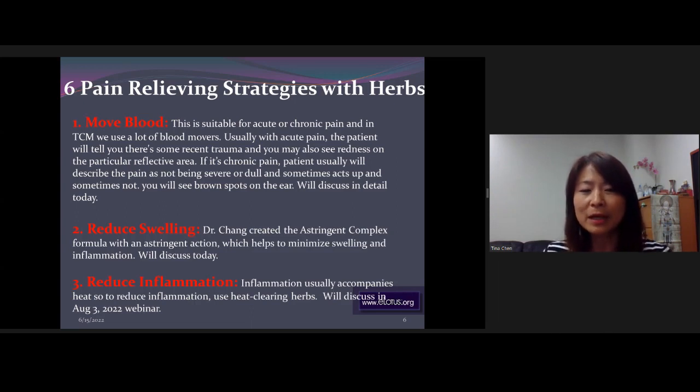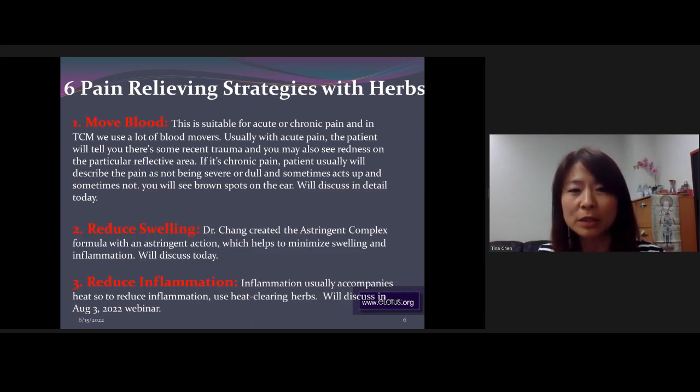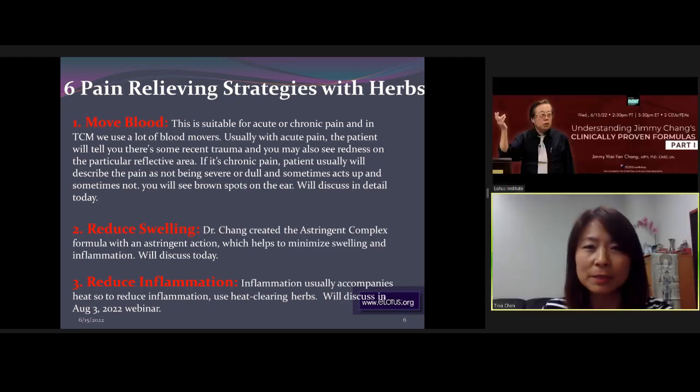And depending on what the patient presents and the pulses and the ear findings, he will combine these different strategies, sometimes just one strategy, sometimes two to three, sometimes all of them. But I rarely see him do all of them. Usually it's about two to three, usually to move blood, to reduce swelling, and to reduce inflammation. Those are the three main strategies that he uses for pain relieving.